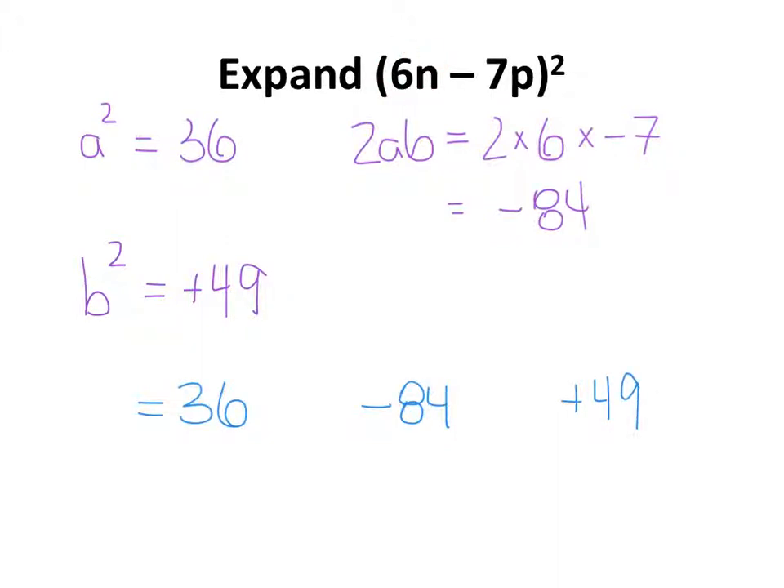The first term involves an n, so in my expansion, the first piece will give us an n squared. The second term in our perfect square involves a p. My last term will involve p squared. And so actually in our 2ab term, we're looking at two groups of 6n multiplied by -7p. So this is -84 np. We fill that in, and once again, we finished our expansion.